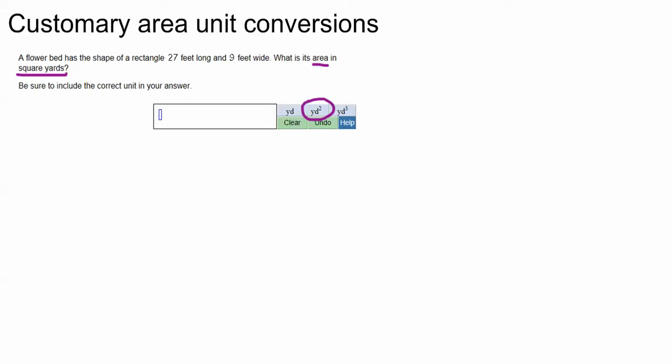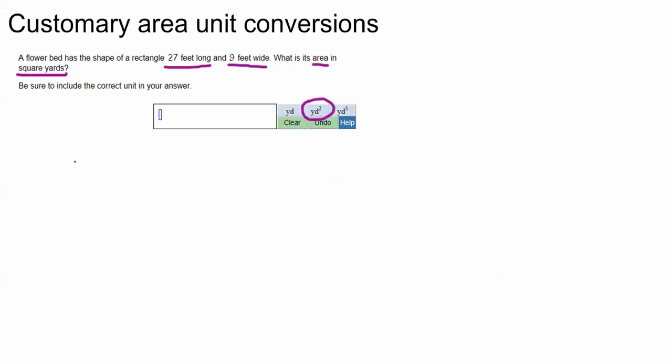But we want to be super careful because their original dimensions, the length and width of the flower bed, are not given in yards, but instead in feet. If you had just simply multiplied length times width to find the area, you would have found square feet, which is not what they're asking for. So we need to be cautious.